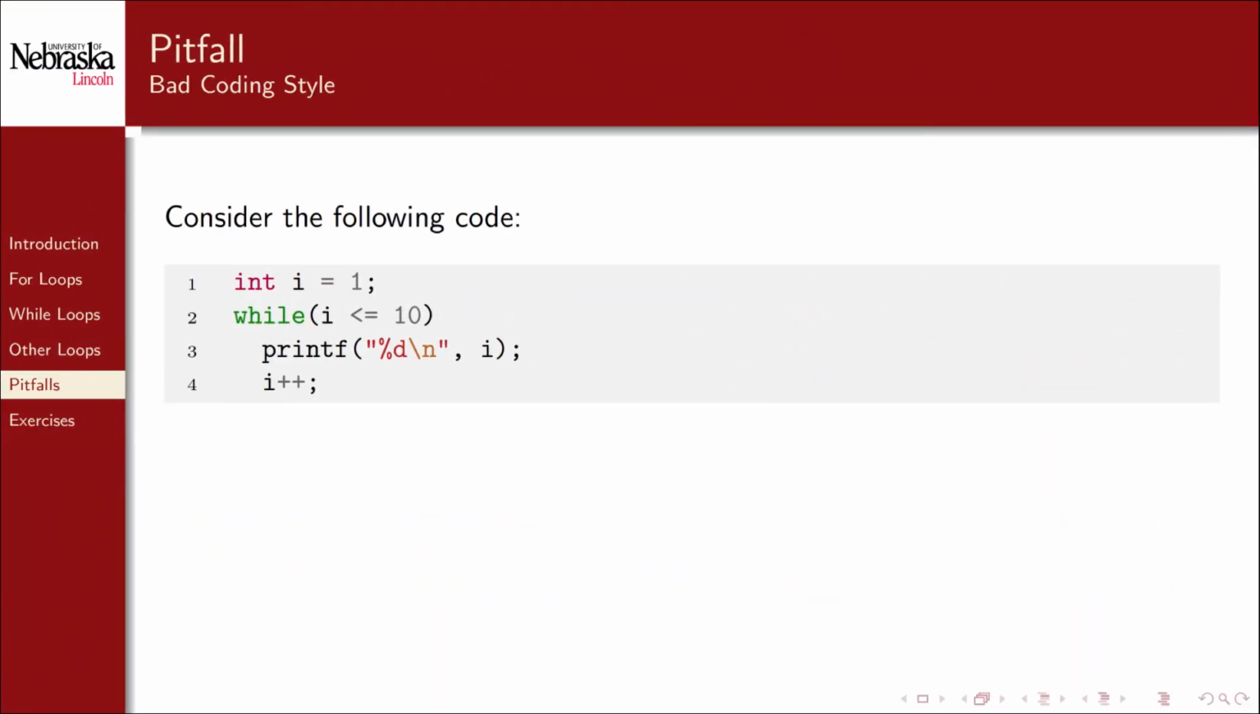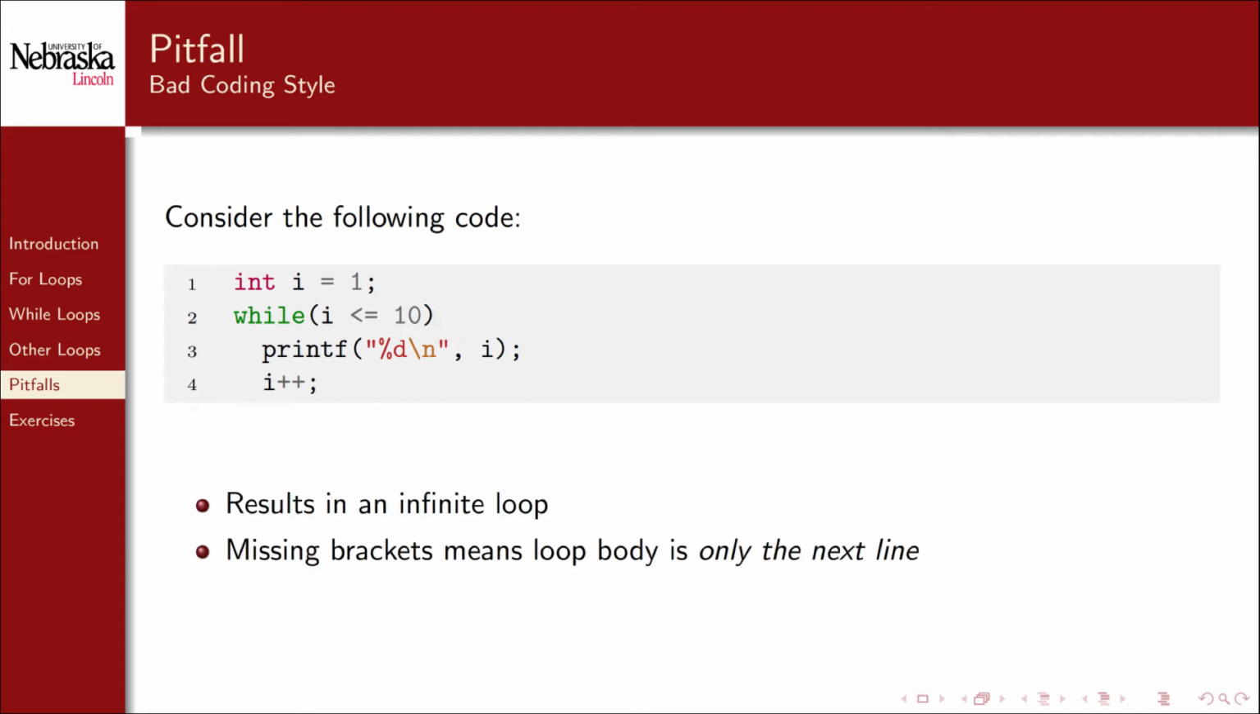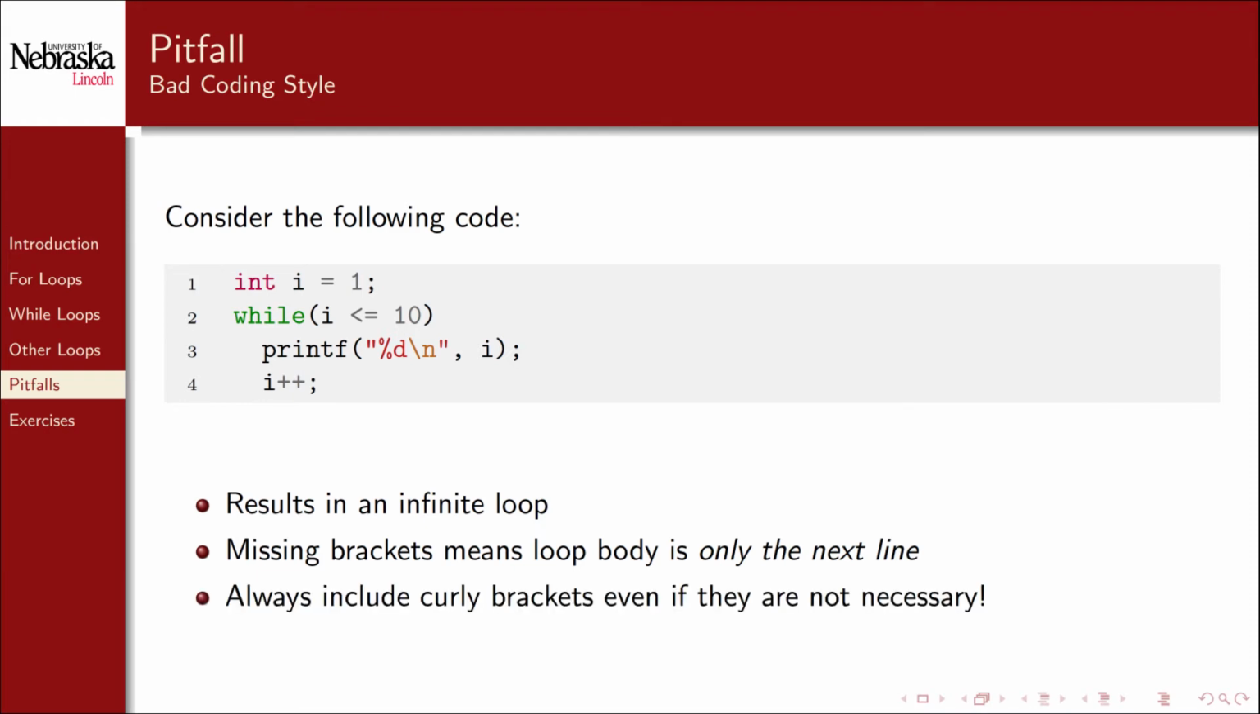Another problem occurs when we use poor programming style. Again, this results in an infinite loop. This time, it's because we forgot the opening and closing curly brackets. This is syntactically correct, but it means that the loop will only be bound to the next immediate executable statement. In this case, the print statement on line 3. Since the increment is not part of the loop body, it'll never get executed, and it'll forever print 1 again. It's best practice to always use curly brackets even when they're not necessary, so that you don't get in the bad habit of forgetting them.